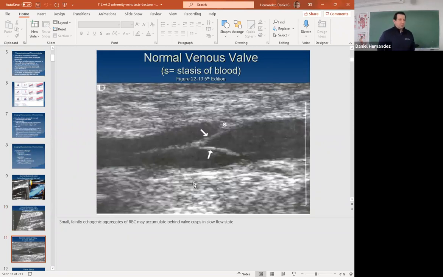Some normal venous structure. Here we can see the vein and the valve apparatus. We see the valve annulus and the sinus of that valve. Remember that these sinuses are nice areas where thrombus could potentially form.